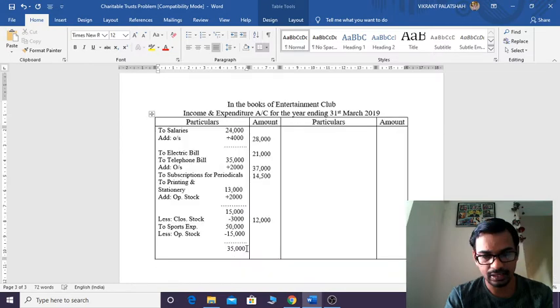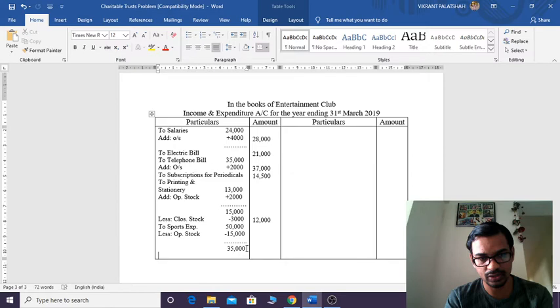And then again, what is given under the receipt side, donation to sports fund, that also we have to deduct here. And how much is that? It is of rupees 25,000. Understood this? And therefore the outer column goes 35,000 minus 25,000, it is 10,000. So sports expenses comes to rupees 10,000.